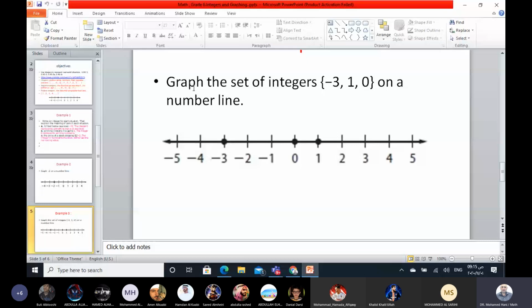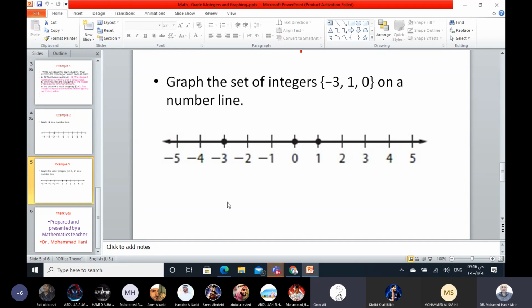The third example here, graph the set of integers -3, 1, and 0 on a number line. So draw the number line. Put the 0 in the middle. 0 means put a point on the 0. Then here we have 1. 1 means positive, positive on the right side. So this is 1, put a point here. Then here we have minus 3. Minus means negative, so go to the negative side. This is minus 1, minus 2, this is minus 3. So put a point here. Okay. Who has any question here?